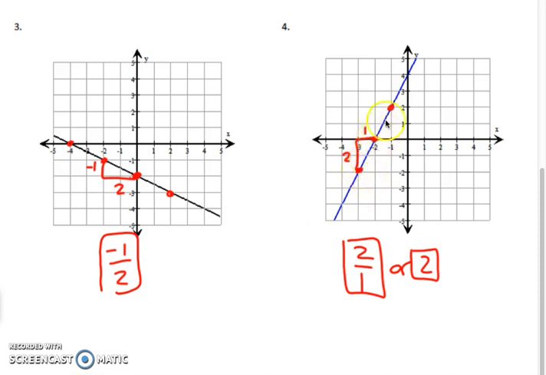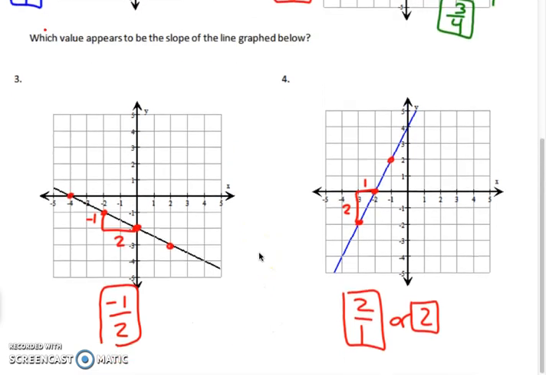Over here I picked these points, and then I started at the bottom point and went up 2 over 1, so my slope would be a 2 over 1 or just a 2. I know that answer seems right because my line is going up and those numbers are positive. Okay, so that is how you find slope from a graph.